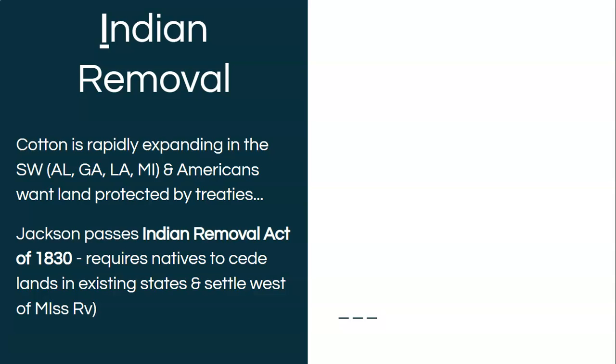Another way that Jackson greatly increased the power of the presidency is through Indian removal. For context, remember that cotton is rapidly expanding in the Southwest, meaning areas of Alabama, specifically Georgia and Mississippi. Americans are hungry to buy land, and they want to buy this land that is technically owned by Native Americans. So in 1830, Jackson passes the Indian Removal Act, which required natives to cede, to give up, lands in existing states and settle westward of the Mississippi River, like to Oklahoma, for example.